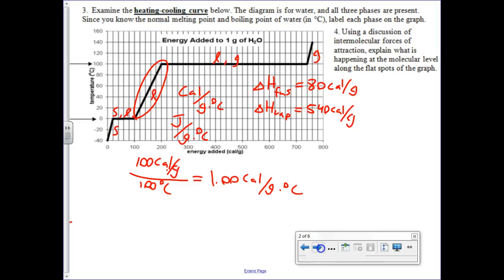Wait, where was the fusion? Right here, the plateau. So fusion's when you're melting or freezing, right? Okay. So you can pick these values off these charts.